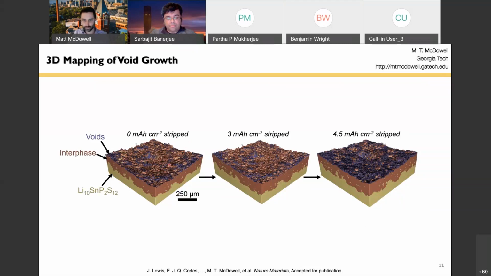And as we do this experiment, we are stripping lithium. We're removing lithium from this top electrode that's invisible. And after a certain amount of lithium has been stripped, there's not really a lot of changes. But after we strip more, you can see there's a dramatic increase in the amount of voids at the interface. So we're actually visualizing where these voids are.